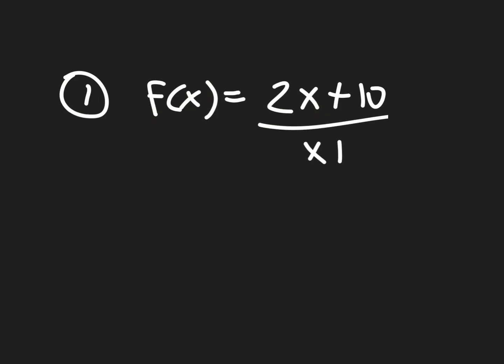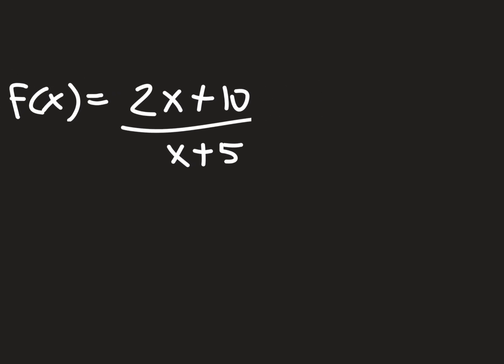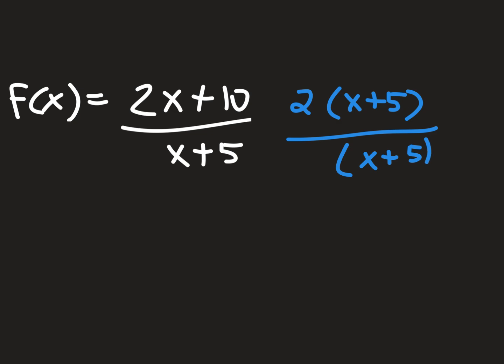f of x equals 2x plus 10 over x plus 5. Okay. And would you agree that the top can factor? Yes. Can you tell me what you factored it to? 2 in parentheses x plus 5. Perfect. And then the x plus 5 on the top and the bottom cancel and make a... What does it make? A hole. It makes a hole. And you should write the resulting function.